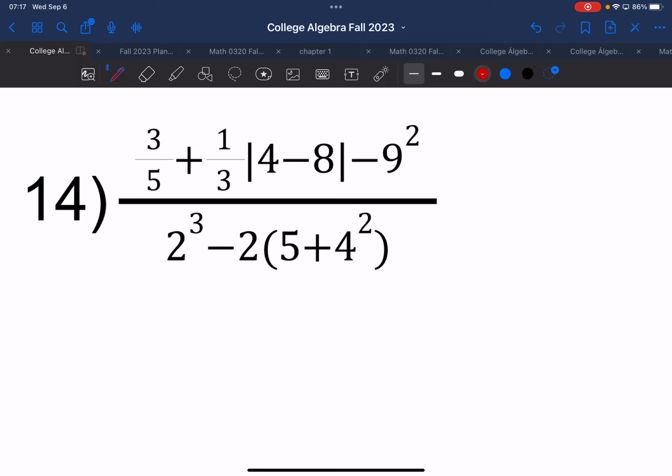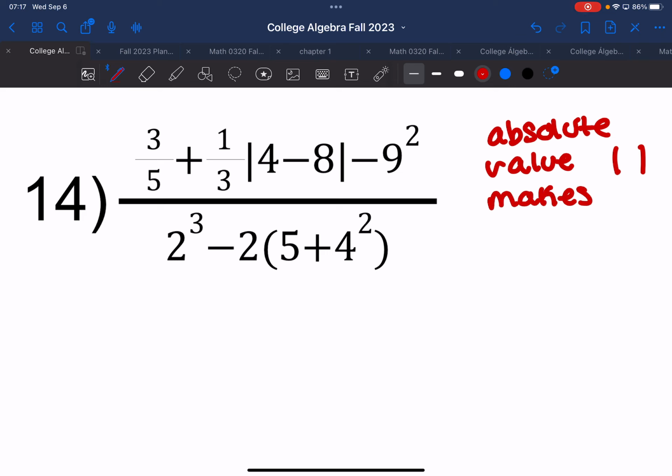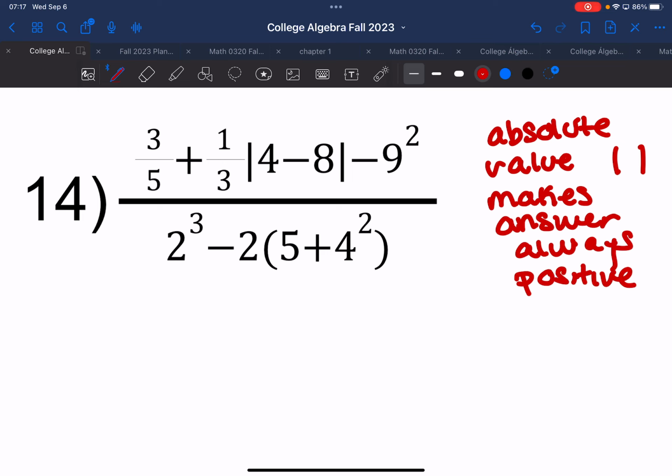Good. So let me write that off. So the absolute value, which is those 2 bars, makes the answer always positive. So you could think of it as this. If we have a negative number inside of those absolute value bars, it's going to chop off that negative. Okay, it's always going to be positive. So we would still simplify this. We would still do 4 minus 8, which would give us negative 4. But instead of our answer being negative 4, it would be a positive 4.